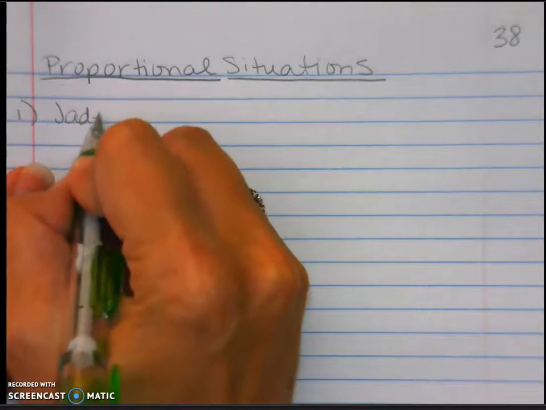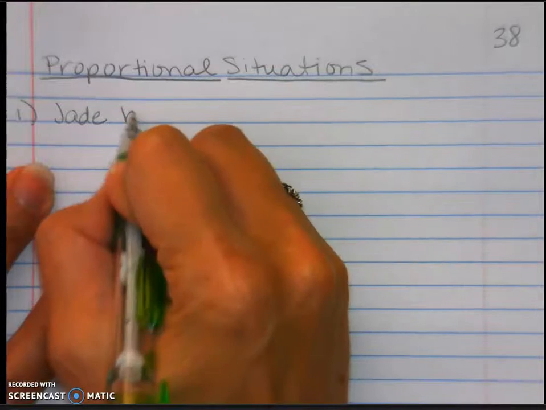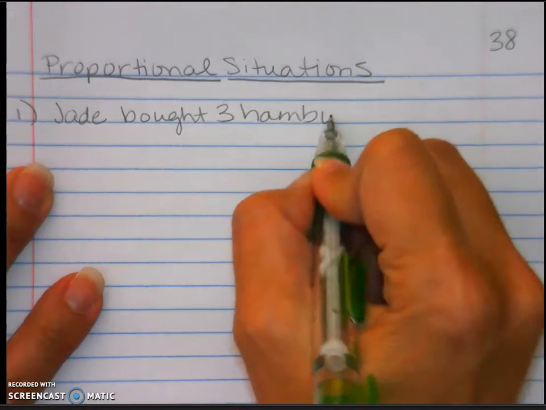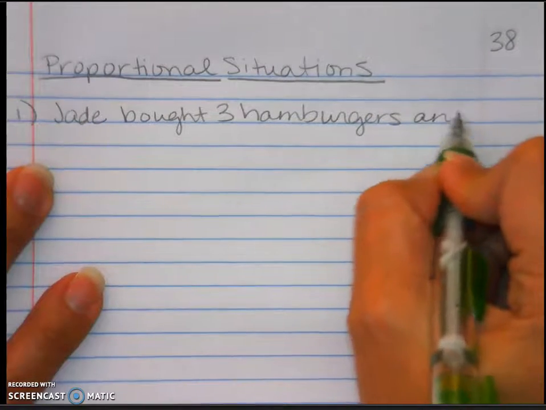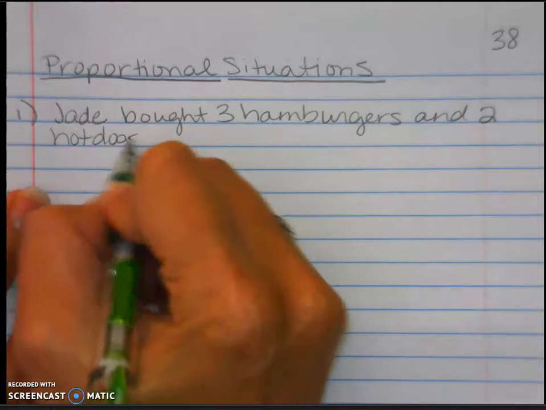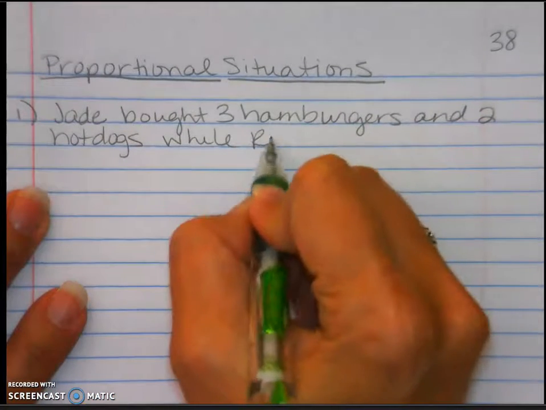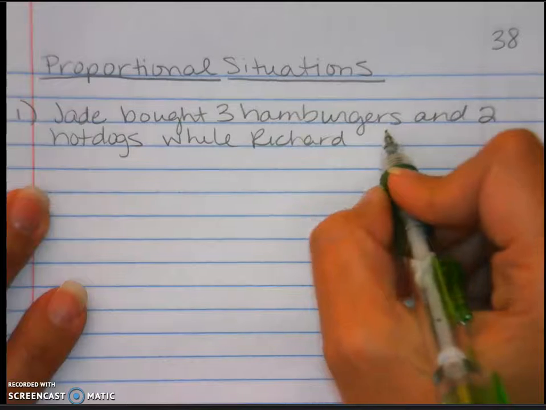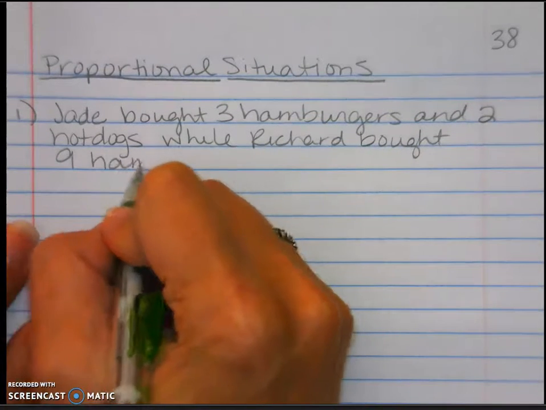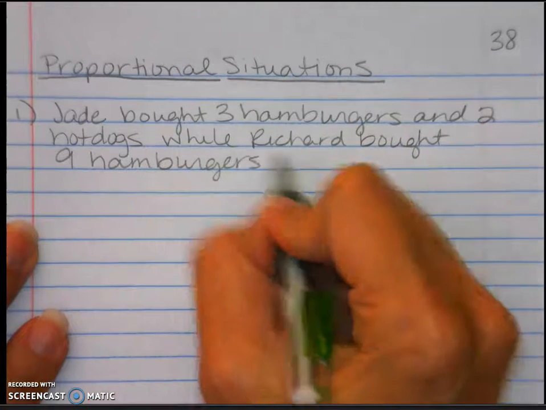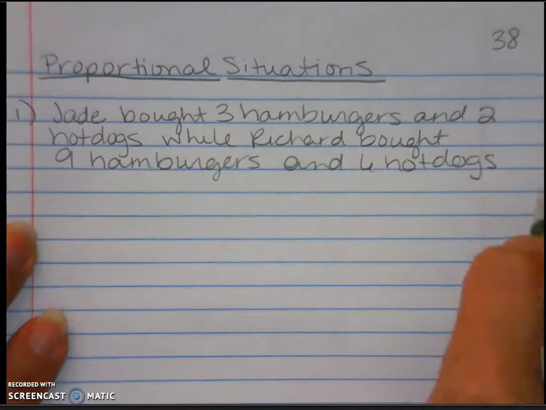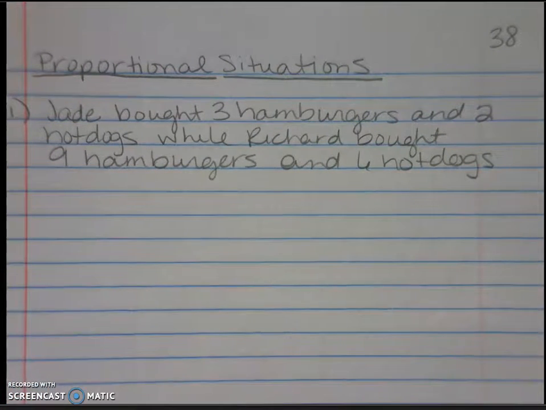The first one deals with hamburgers and hot dogs. So it says Jade bought 3 hamburgers and 2 hot dogs, while Richard bought 9 hamburgers. I guess Richard was very, very hungry, or he has a very, very large family, and 6 hot dogs. So we want to decide if this is a proportional relationship.